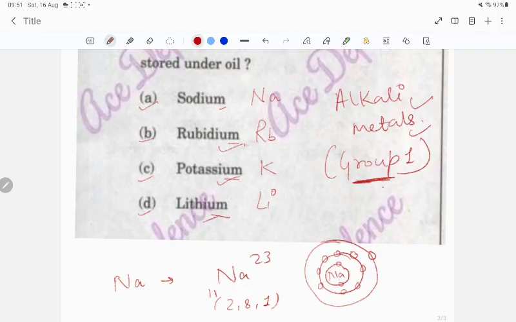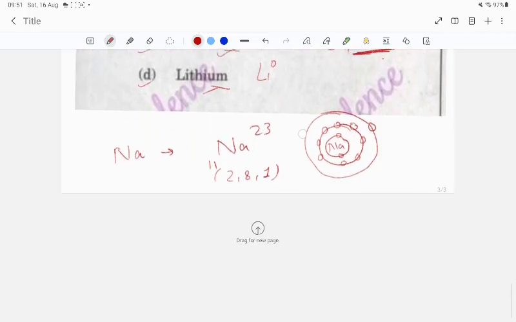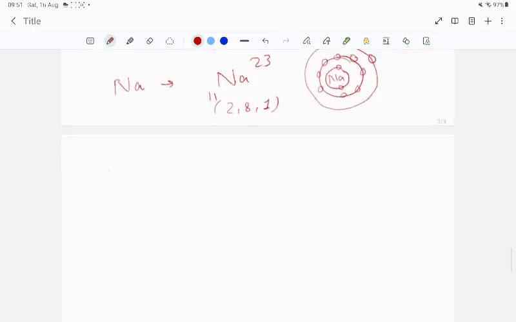Alkali metals have some properties, like they form hydroxides with water.